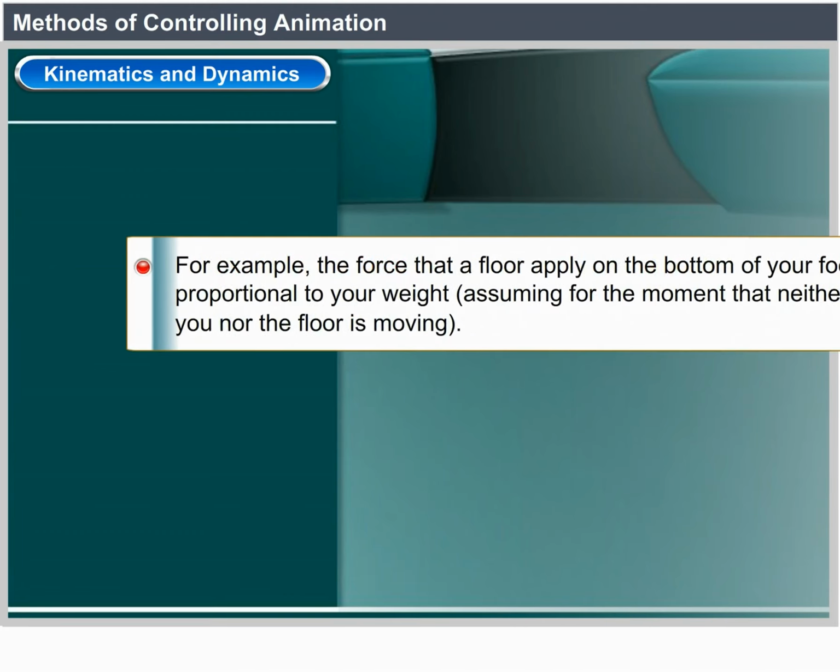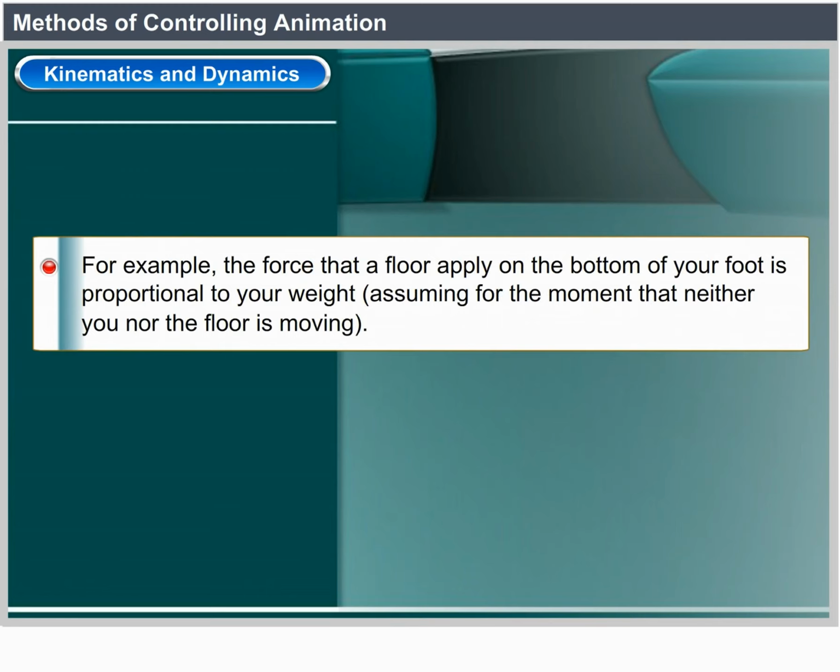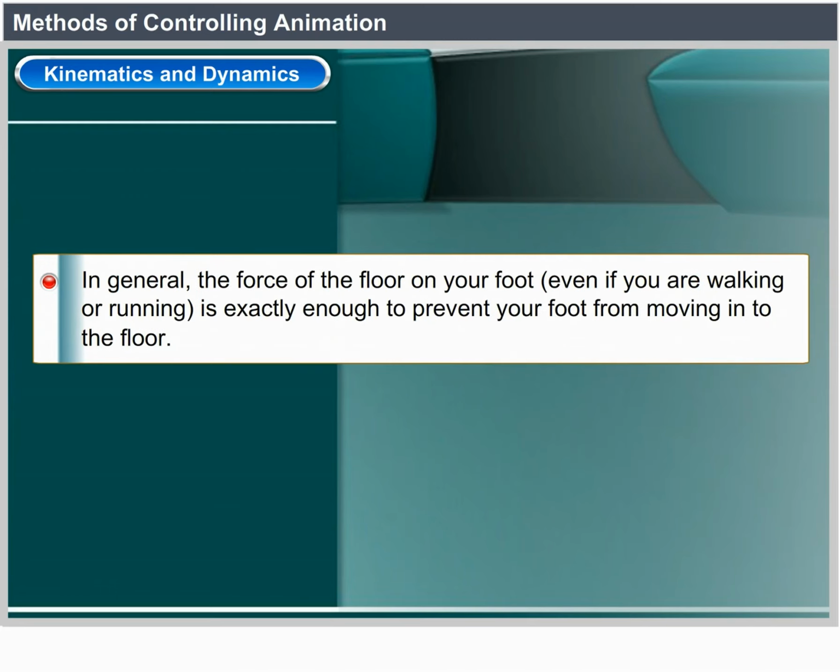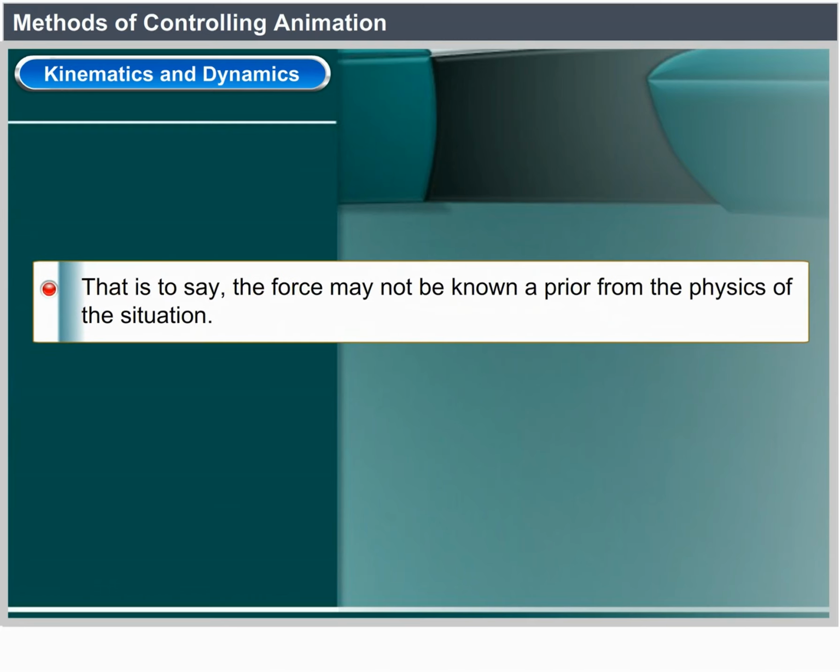For example, the force that a floor exerts on the bottom of your foot is proportional to your weight, assuming for the moment that neither you nor the floor is moving. In general, the force of the floor on your foot, even if you're walking or running, is exactly enough to prevent your foot from moving into the floor. That is to say, the force may not be known a priori from the physics of the situation.